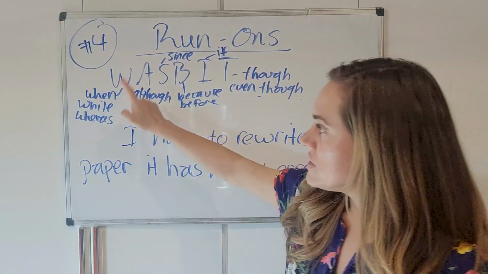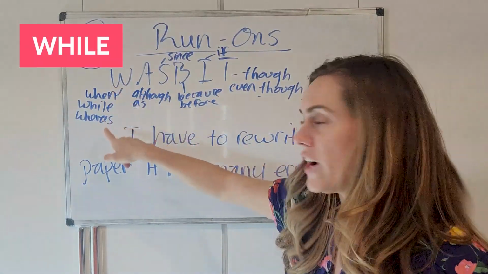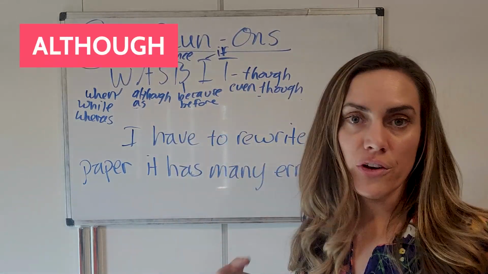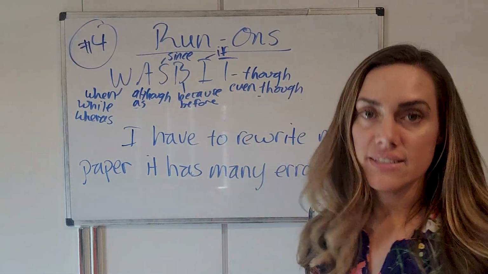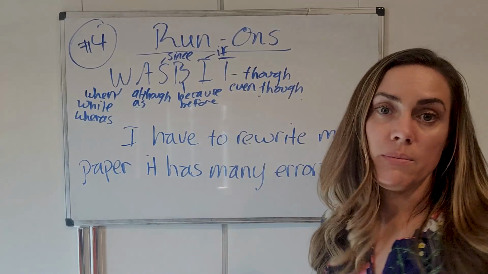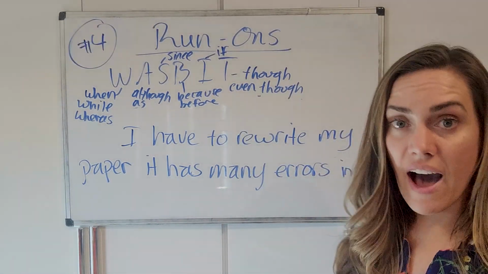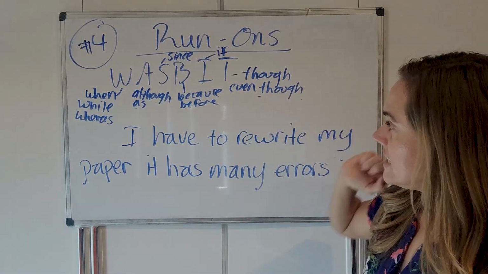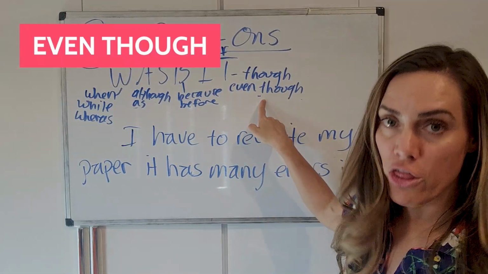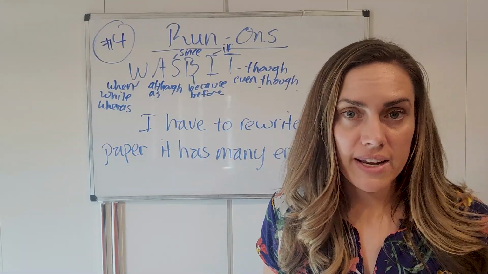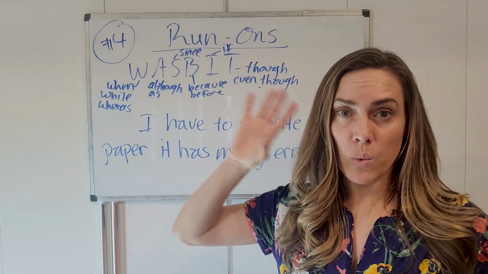All right, so W stands for when, while, whereas. A is although, as. S is since. B can be before, because. I is if. And T is though and even though. These are subordinating conjunctions. It's easier to remember WASBIT.